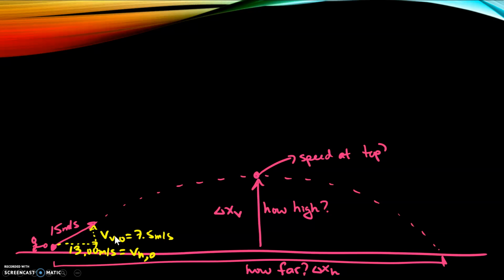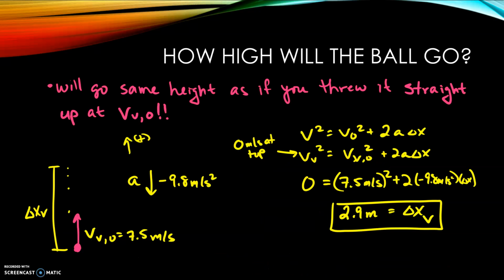The questions that you're going to be asked about this are: how high will this go? What's the maximum height that this ball will reach? How far will it go? From the point you kicked it to the point it returns to the ground, how far will it go? That's the horizontal distance, while how high is the vertical distance. And then you'll also be asked, more of a conceptual question, what speed will it have at the top? You'll see that's actually a really easy question to answer. Okay, so let's look at how to do this.